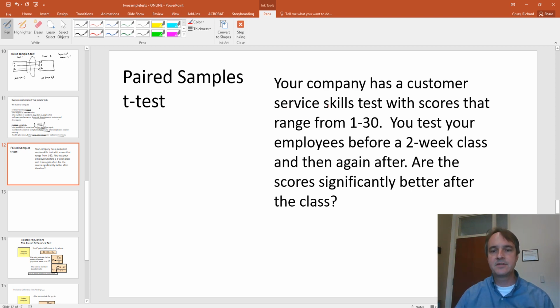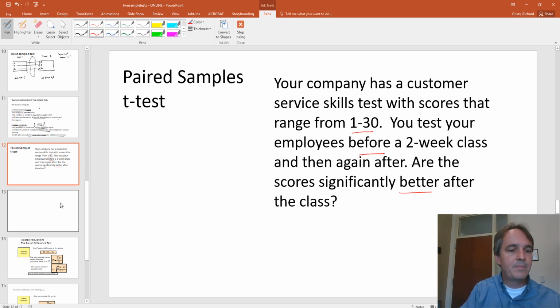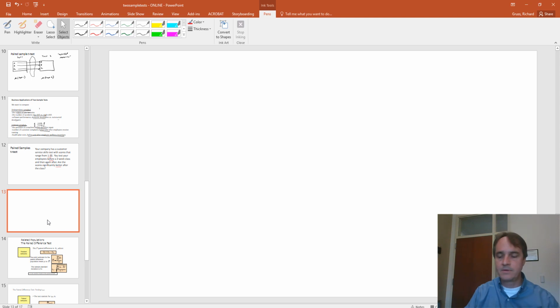So your company has a customer service skills test with scores that range from 1 to 30. You test your employees before a 2-week class and then again after. Are the scores significantly better after the class? Okay, so let's go ahead and do what we did before and just go step by step through the hypothesis testing procedure.